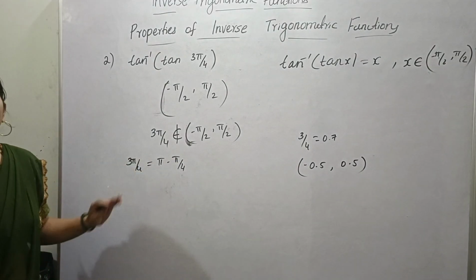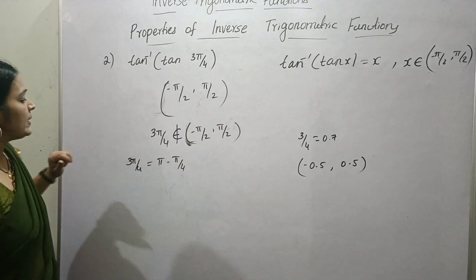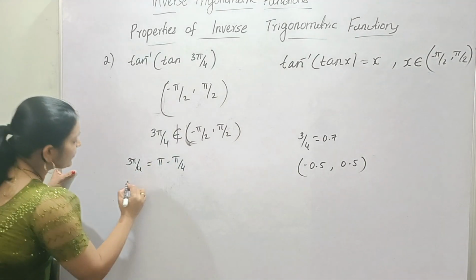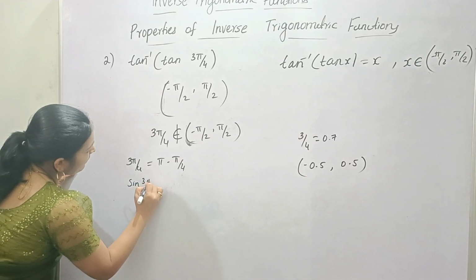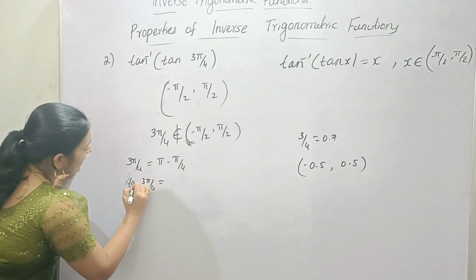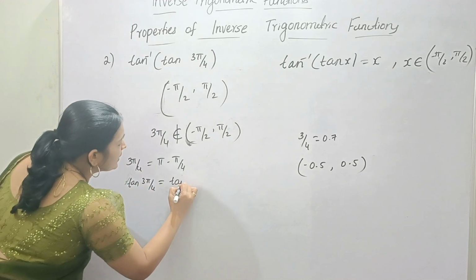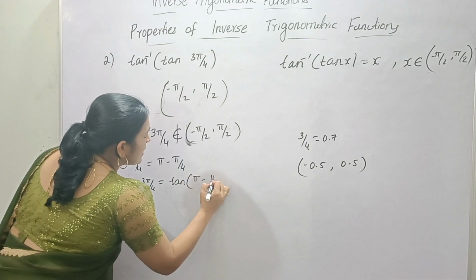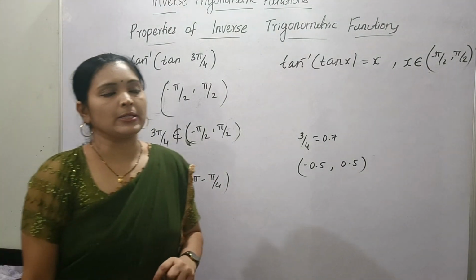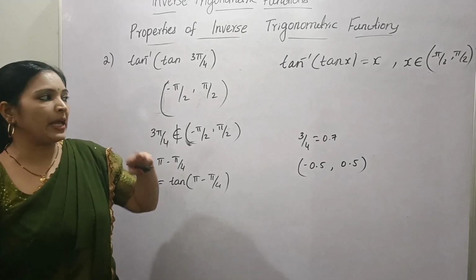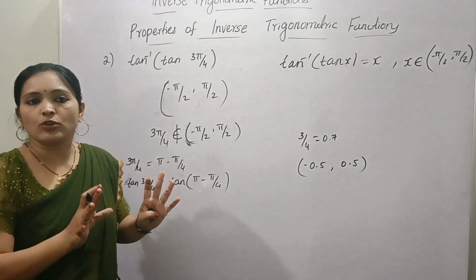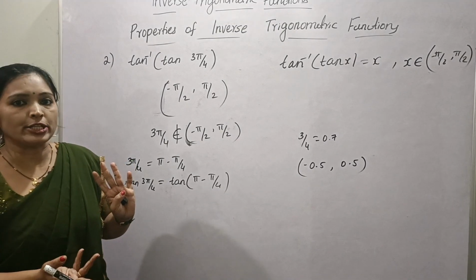3 pi by 4 is equal to pi minus pi by 4, right? That is, 4 pi minus pi, 3 pi by 4. Therefore, not sine, tan 3 pi by 4 is equal to tan of pi minus pi by 4. Now, what is tan of pi minus theta? Pi minus theta lies in the second quadrant. In the second quadrant, tan is negative, right?